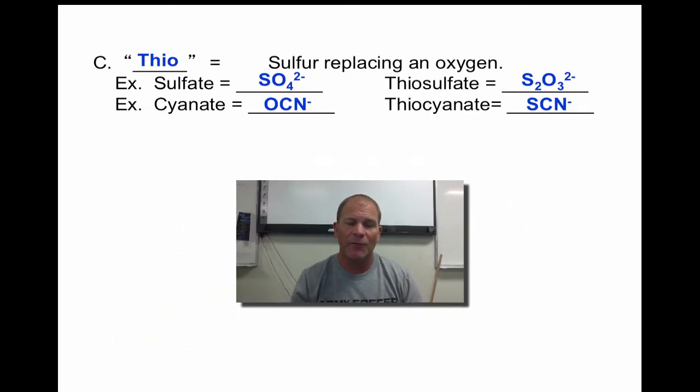The last helpful hint is the prefix thio. Just understand this: whenever thio has been added to a compound, it just means that an oxygen has been replaced by a sulfur. Now both oxygen and sulfur are in group 16, so once again the charge does not change. An easy one to see this with is cyanate, OCN-, and thiocyanate is SCN-.